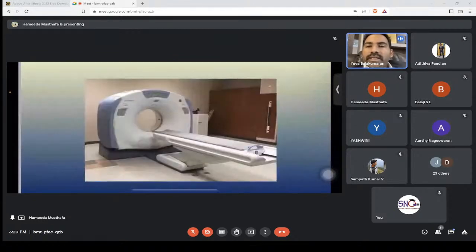So this is the CT scan. That couch where we lie down is the couch, and that one is the gantry. In that gantry, there will be an X-ray source, and it will be rotating. So a cross section picture of your body will be taken by the X-rays, and you can see it in the monitor. So it uses X-rays.